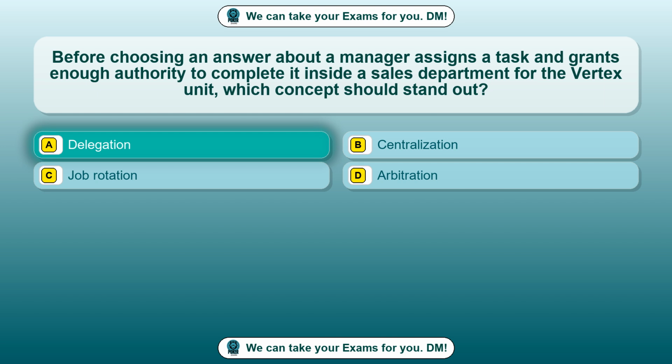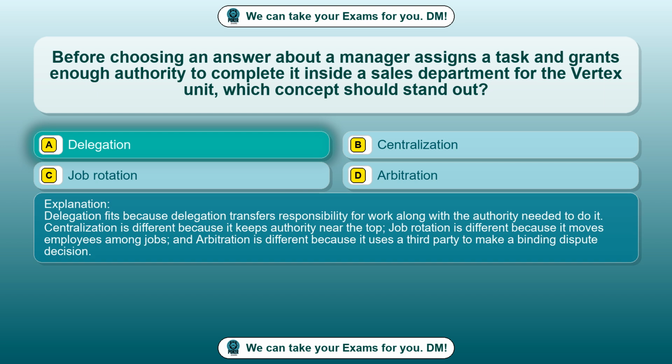Delegation. Delegation fits because delegation transfers responsibility for work along with the authority needed to do it. Centralization is different because it keeps authority near the top. Job rotation is different because it moves employees among jobs, and arbitration is different because it uses a third party to make a binding dispute decision.